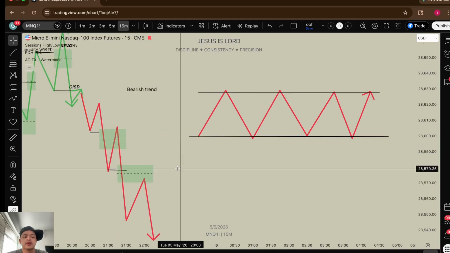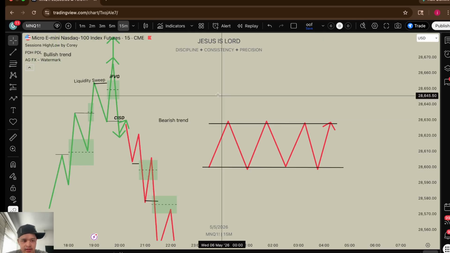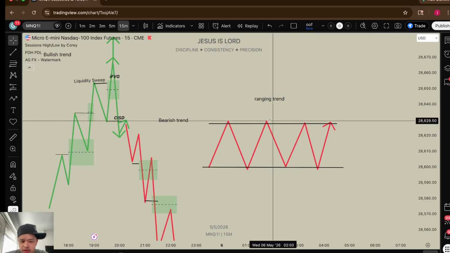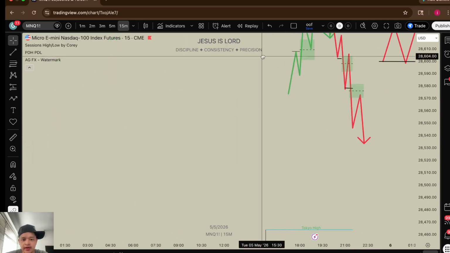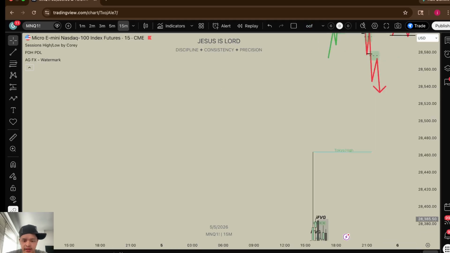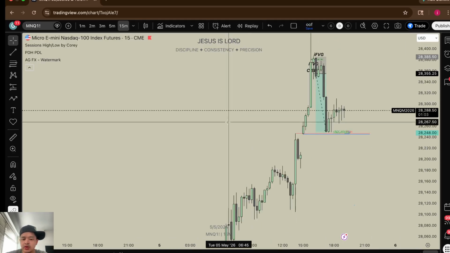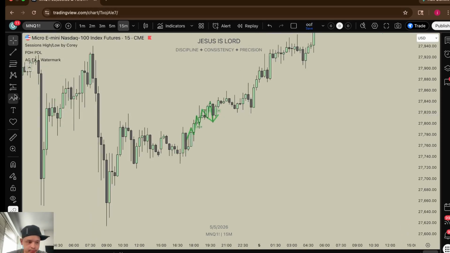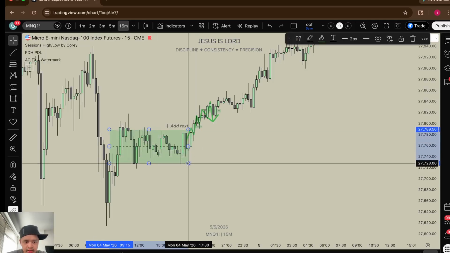Okay, I repeat, this is a ranging trend. We don't trade that. Once you see that, we don't trade it. Let's try to find an example in the charts here, guys, so you know. Here, this whole thing. See how we're in range?